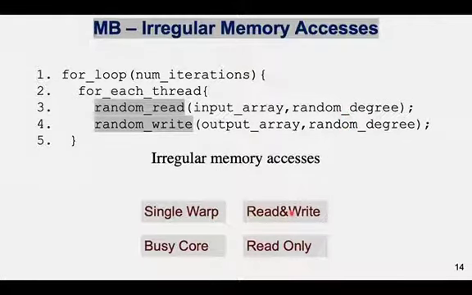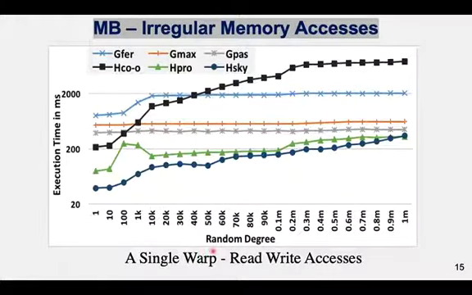In the experiments, we first test read and write performance. We then remove the write operation at line 4 and measure the read performance alone. In both cases, we measure the performance when a single warp is run and when all the cores are fully utilized. Here, the x-axis shows the random degree and the y-axis shows the execution time in milliseconds.